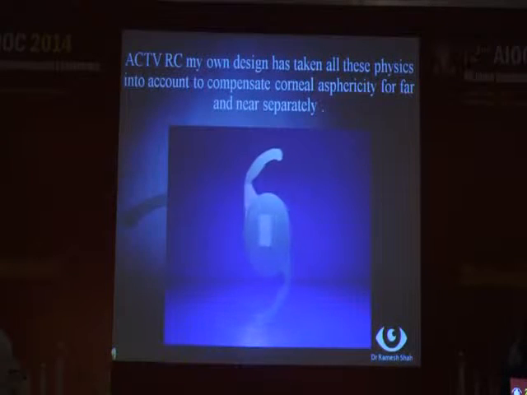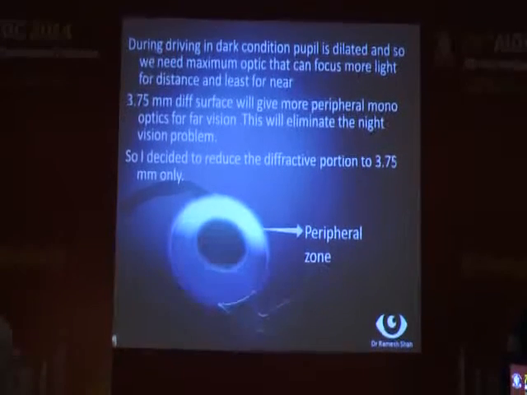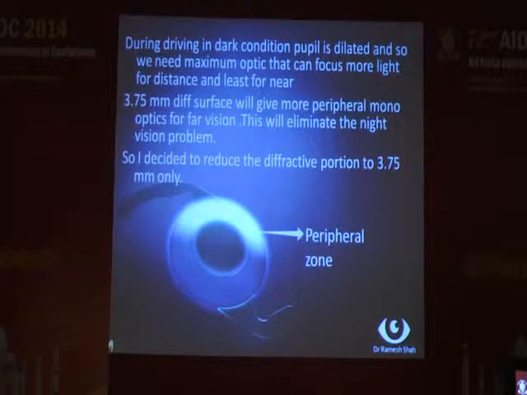Active RC, my own design, has taken all these physics into account to compensate corneal spherical aberration for far and for near separately on the same surface. During far vision, especially driving in dark conditions, pupil is dilated and so we need maximum optics that can focus more light for far and least for near. A 3.75 mm central diffractive surface will give more peripheral mono-optics for far. This will reduce the night vision problem.